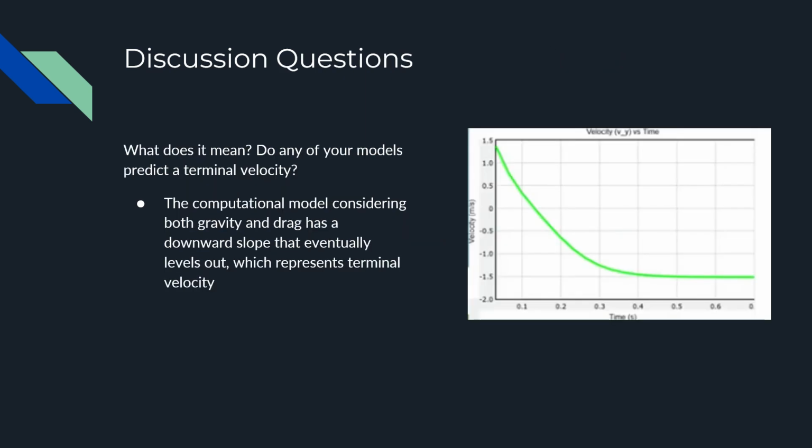One of the discussion questions asked if any of the models predicted a terminal velocity. The computational model, considering both gravity and drag, had a downward slope that eventually levels out, which shows a terminal velocity. And as we can see in the photo on the right, this graph was generated by GlowScript for the code with gravity and drag considered.